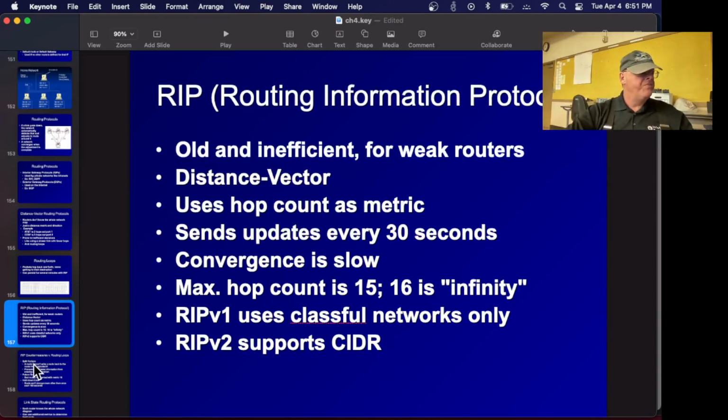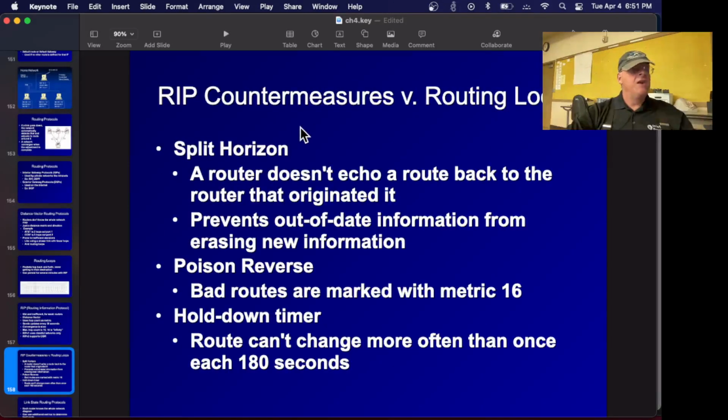So there were techniques to try to prevent routing loops. Split horizon, where it would not echo a route back to the router that originated it, to try to stop out-of-date information from bouncing around the network. Poison reverse would try to mark bad routes: don't send any traffic here because this wire is broken. And there was a hold down timer to try to stop it from changing the route too often, because the problem is bad information would go out and then get echoed by other things and come back to the original one, so it would keep refilling its routing table with the bad information that bounced around the network.